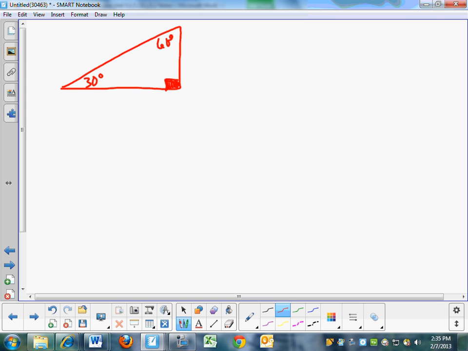If you have a 30, 60, 90 triangle and the shortest side is x, then the longest side is 2 times x. And the other side would be the square root of 3 times x. Now, given the 2, you could just use the Pythagorean Theorem. But trust me, if we use the Pythagorean Theorem, we'd come out with square root of 3 times x. That's what we'd come out with.